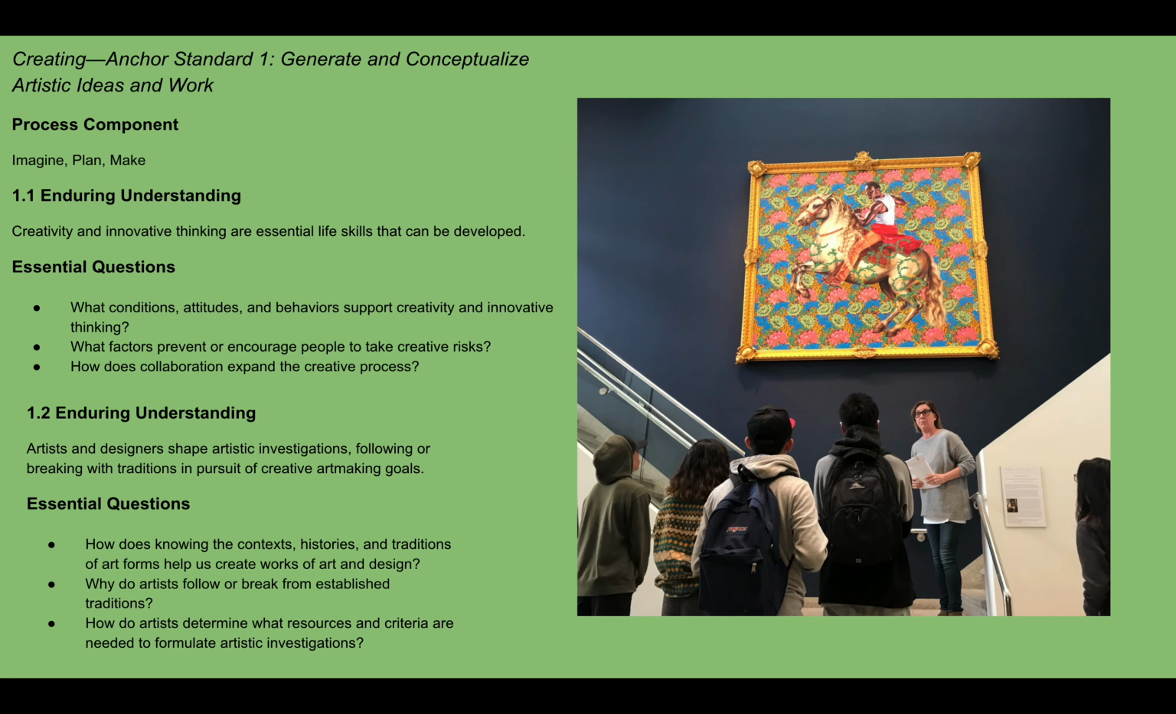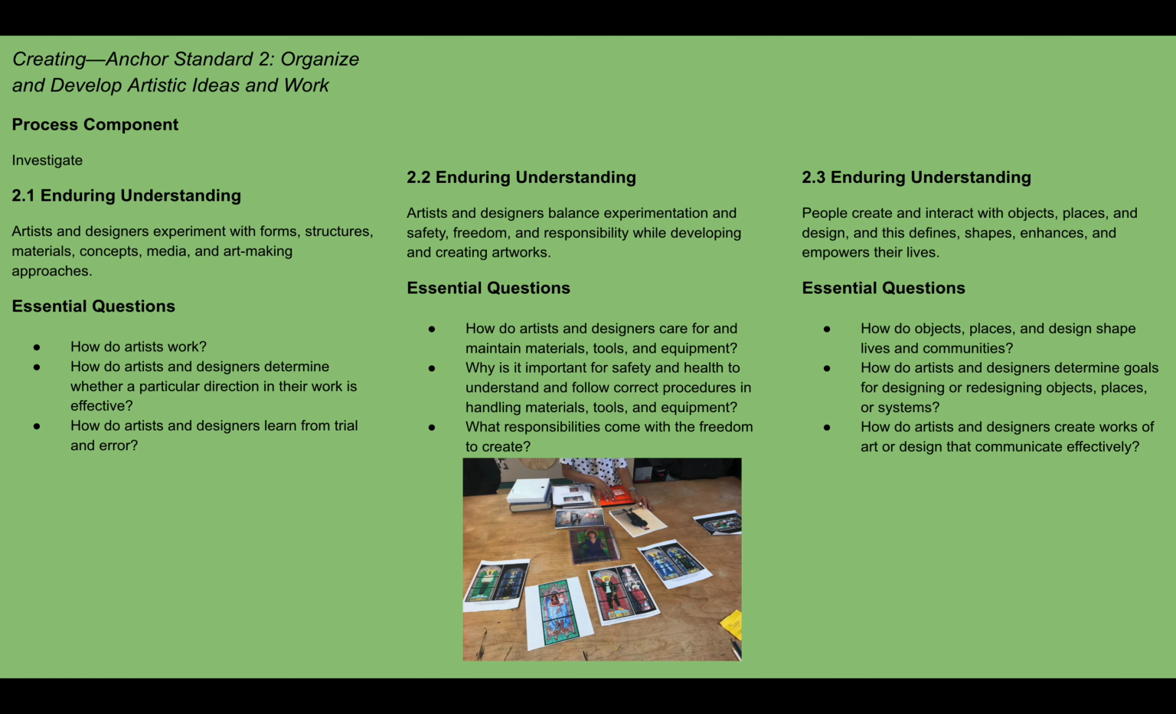So Anchor Standard 1 is generating and conceptualizing artistic ideas. And this falls in the process of creating. And what students are doing here is they're trying to discover what conditions are conducive to being creative, what might prevent you from being creative, and collaborating. And they're looking here at this painting, and they're starting to gather ideas and get inspiration. So they're generating and conceptualizing art.